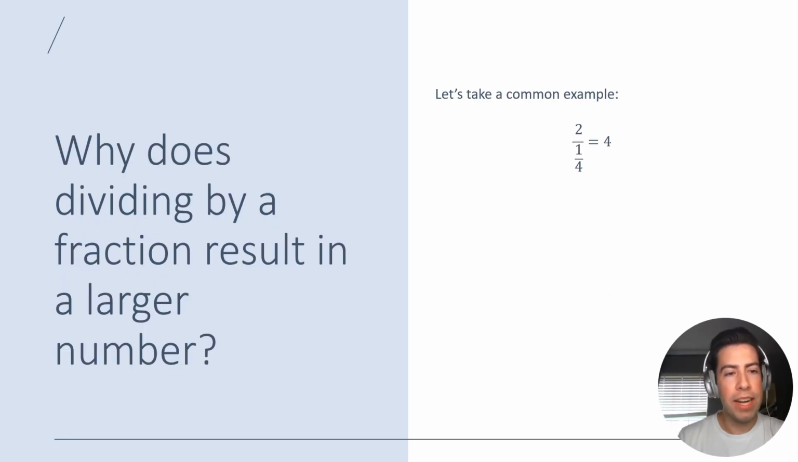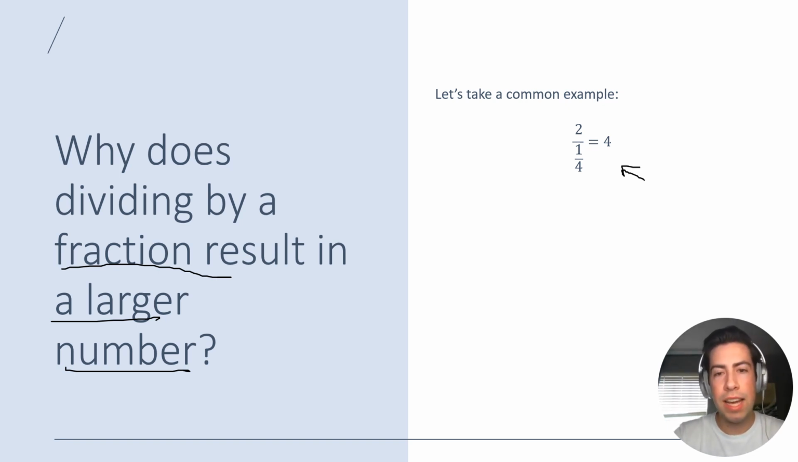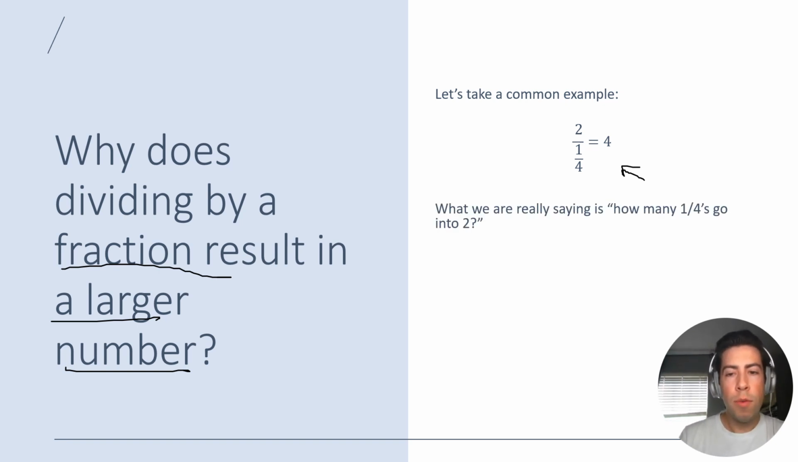Okay, so why does dividing by a fraction result in a larger number? Guys, this might be really strange, because you think whenever I divide by something, it should get smaller, right? But let's start with this example. We have 2 divided by 1/4. Remember, what we're really saying with this setup is we're asking how many 1/4's can go into 2. Okay, guys, I'm sorry. The answer should not be 4. That should be 8.